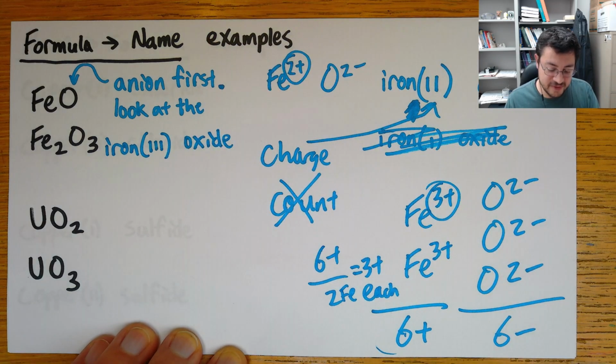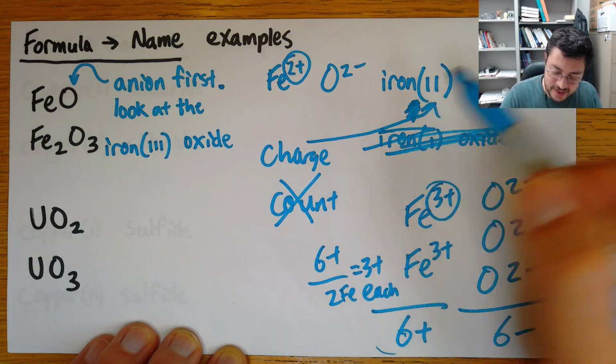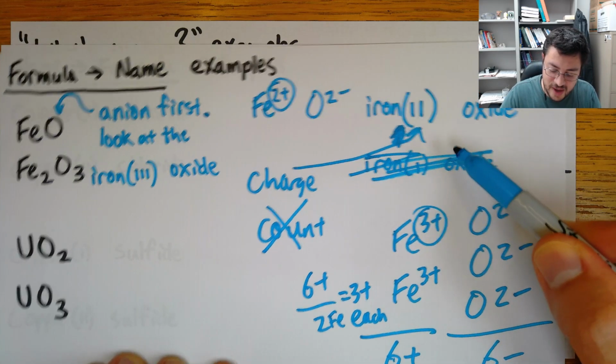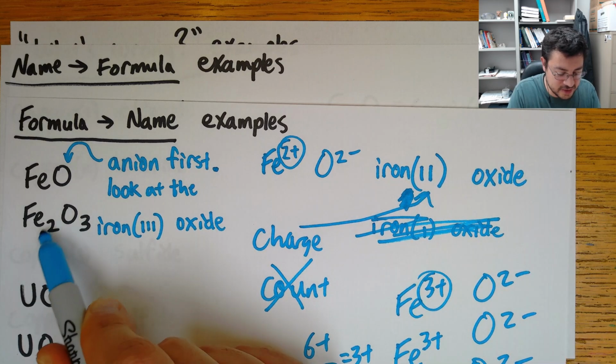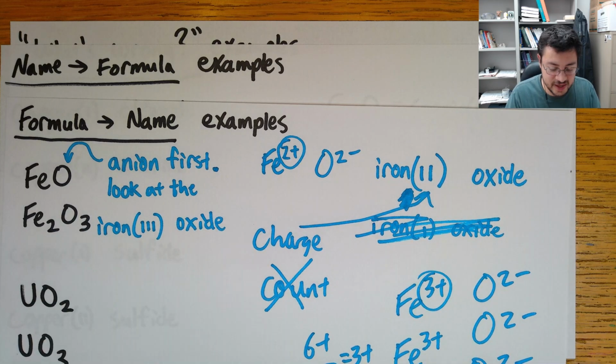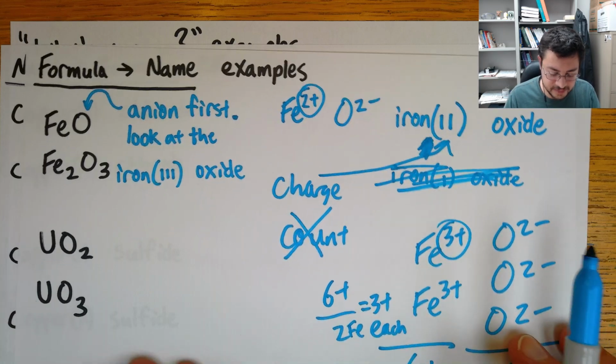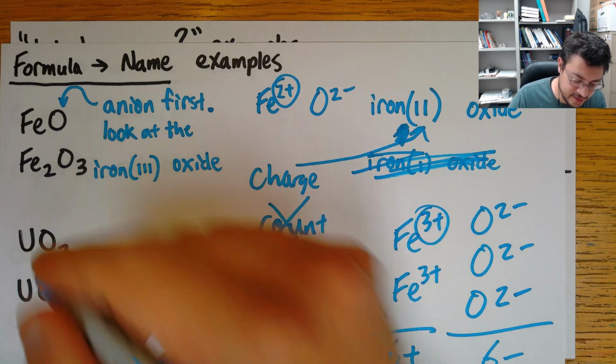Putting you in the teacher's seat for a moment. Iron(II) oxide is the most common wrong answer for this. Again, people will start counting that subscript instead of thinking about the charge. All right, let's get these two done.